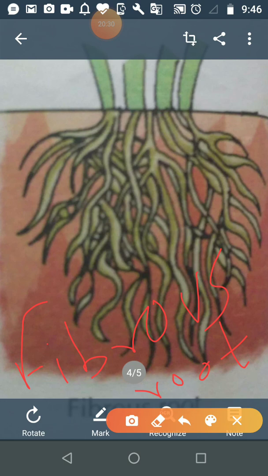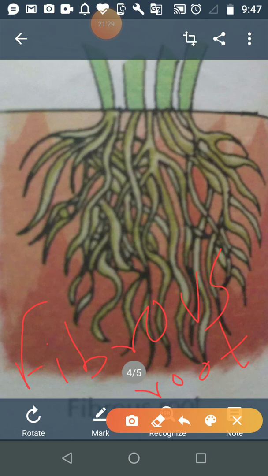Just take out the grass from the ground and wash the roots of the grass. Then you will observe that many roots of the same size are attached to the stem. So by this small activity also your concept of fibrous root is clear.